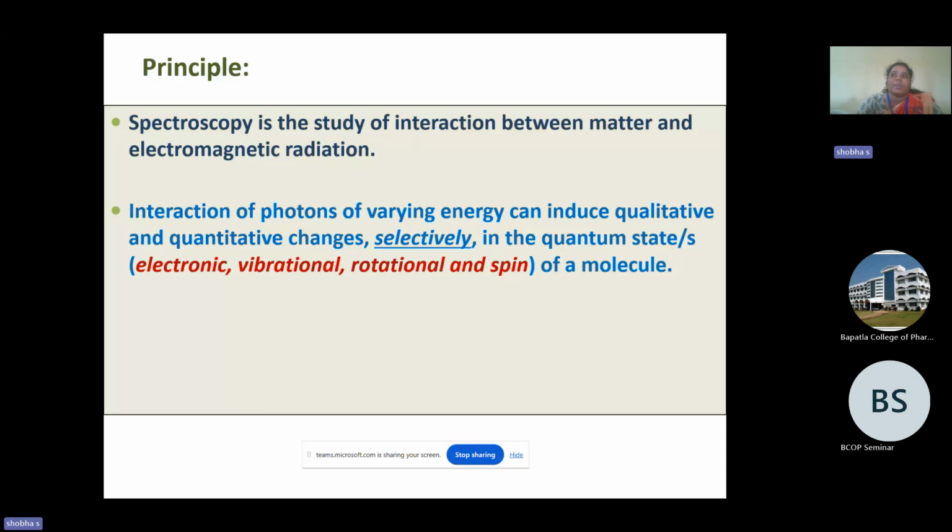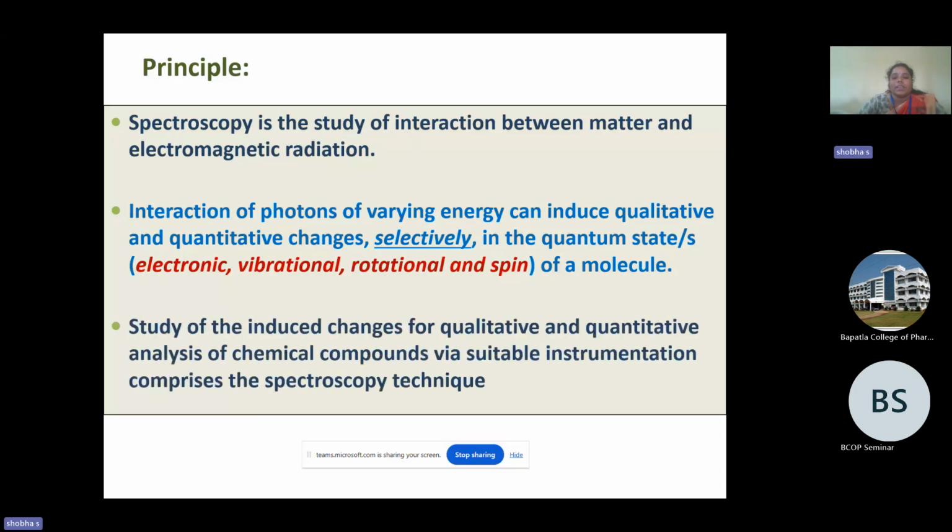IR spectroscopy is only meant for the functional groups. So functional groups all have some dipole moment. Those only will be recognizable in the IR. Without that, we may not see the spectrum for compounds which do not have a dipole moment. So here, with the help of IR, we may go for the qualitative analysis as well as the quantitative.